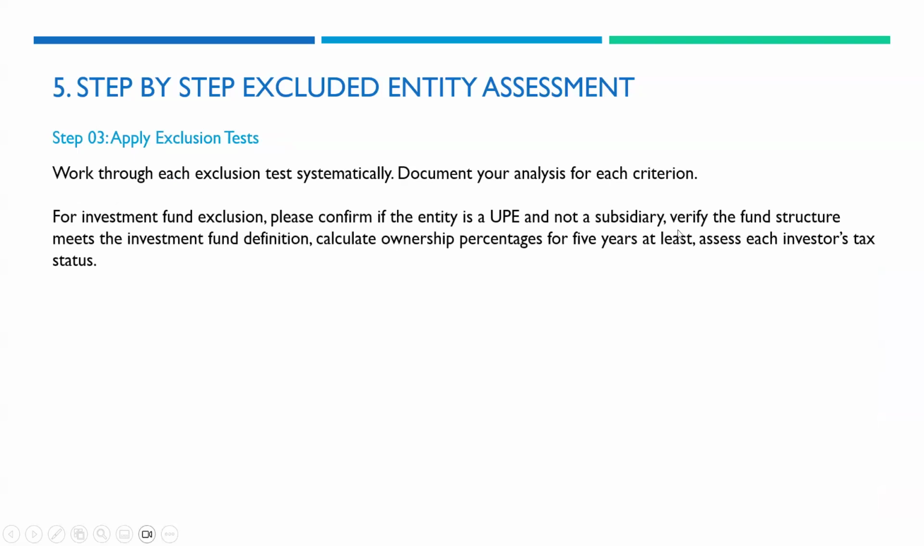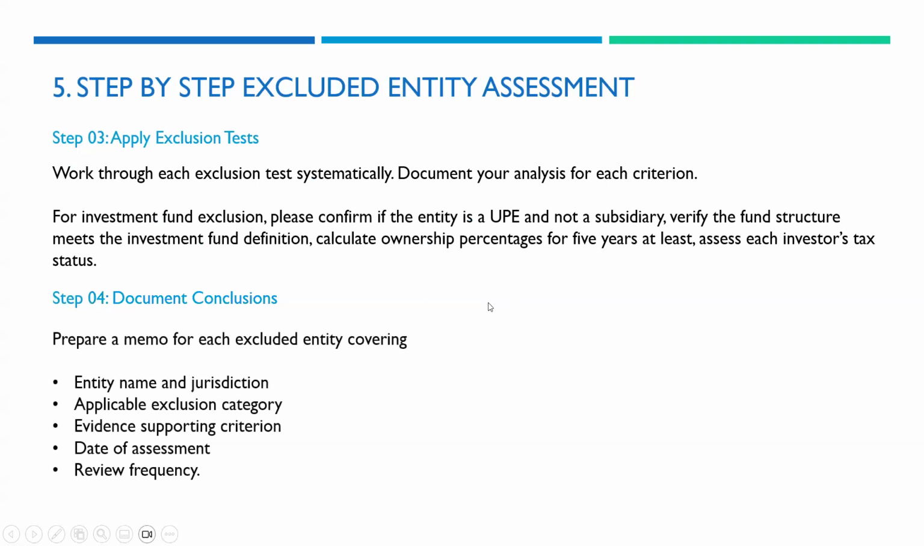Then you apply the exclusion tests. Work through each exclusion test systematically and document your analysis for each criterion. For an investment fund, confirm that the entity is a UPE and not a subsidiary. Verify that the fund structure meets the investment fund definition. Calculate ownership percentages for at least 5 years for the 80% rule, and assess each investor's tax status. And you document: prepare a memorandum for the excluded entity with the entity name, applicable exclusion category, evidence, date of assessment, and when you would review next, so review frequency as well.